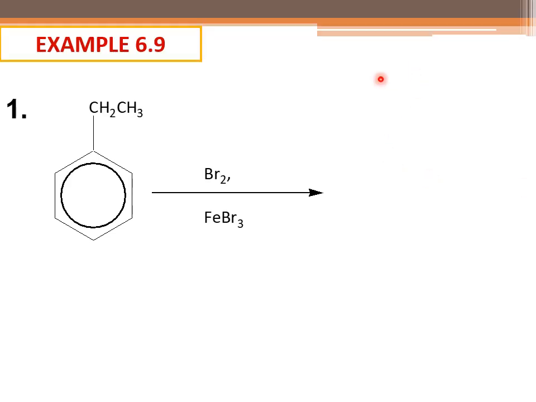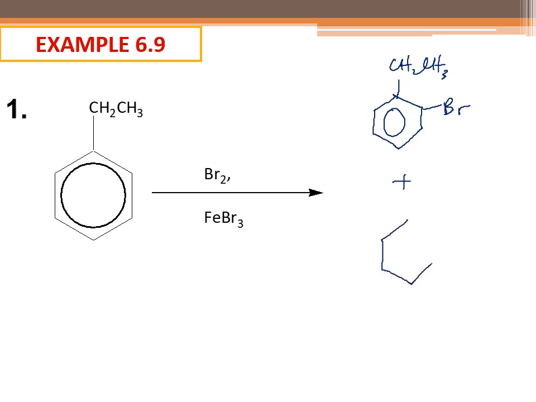Example 6.9, question number 1, ethyl benzene also. So we are going to draw a benzene ring with an ethyl attached to it. Ethyl is going to direct Br to be substituted at carbon number 2, and another one, it is going to be substituted at carbon number 4. So both of these are the major products of electrophilic substitution of ethyl benzene.